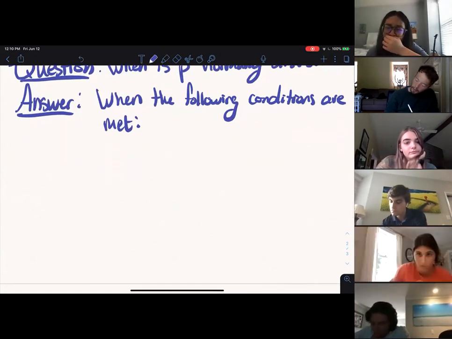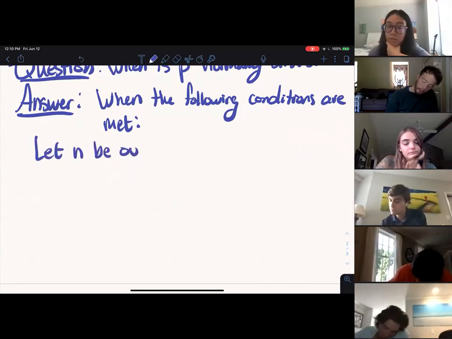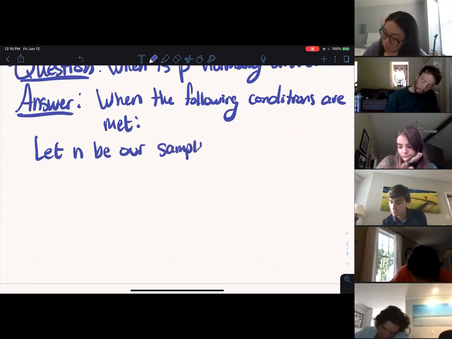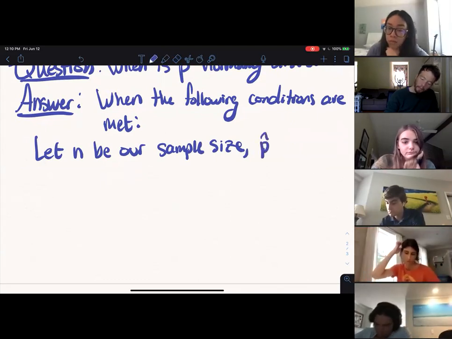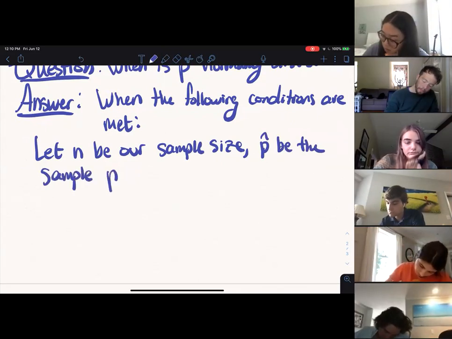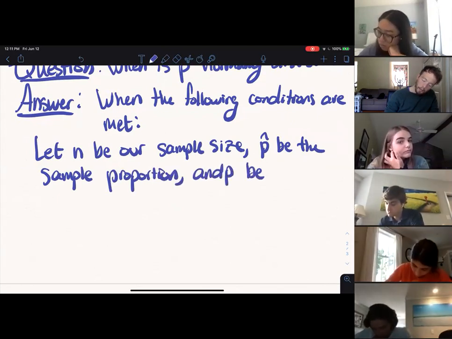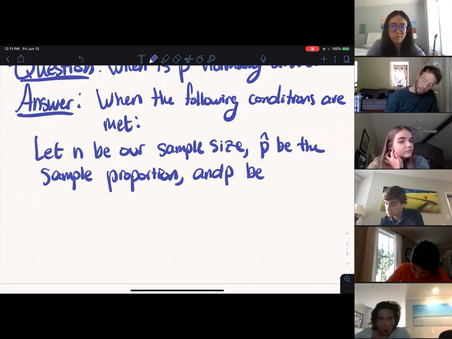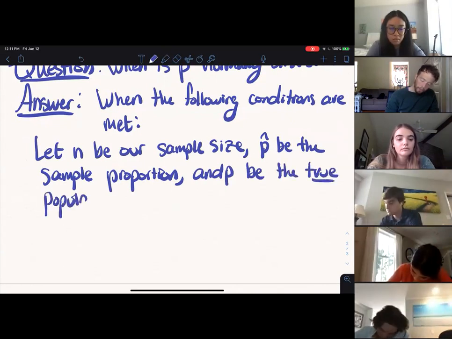So let me start by defining some variables. Let n be our sample size, as usual. p hat be the sample proportion. And p be the true population proportion.